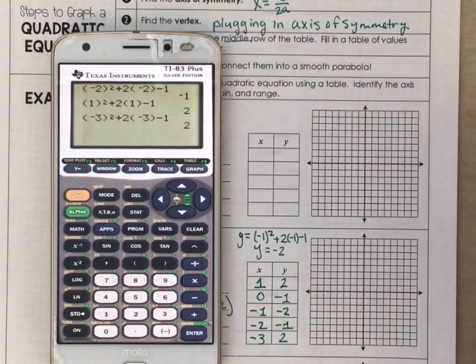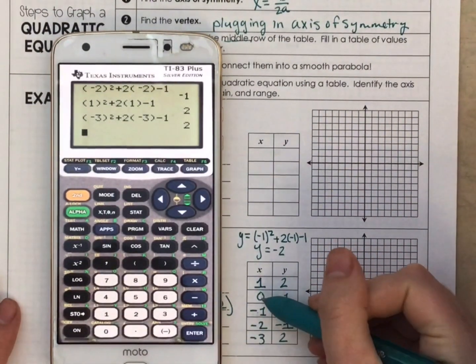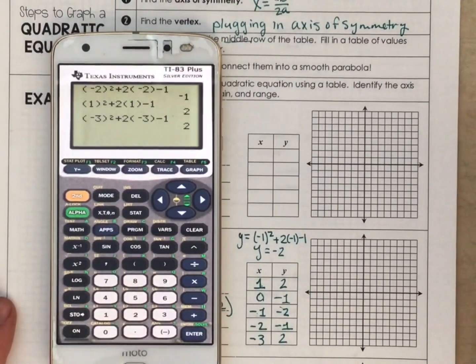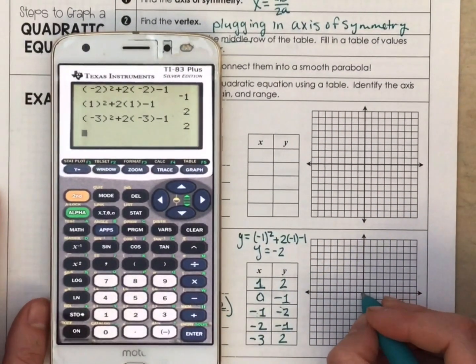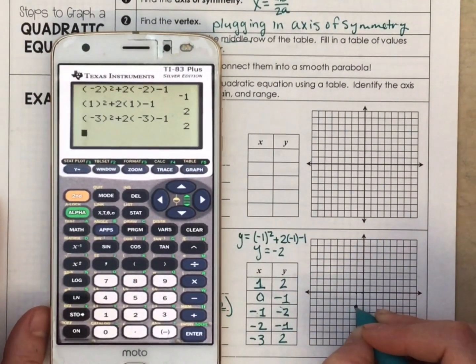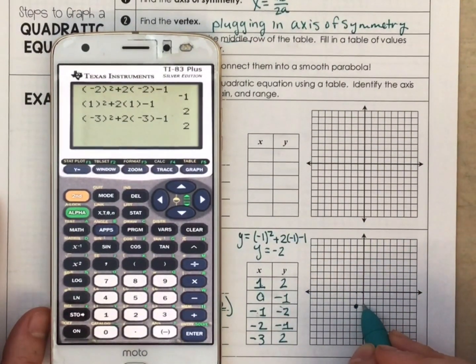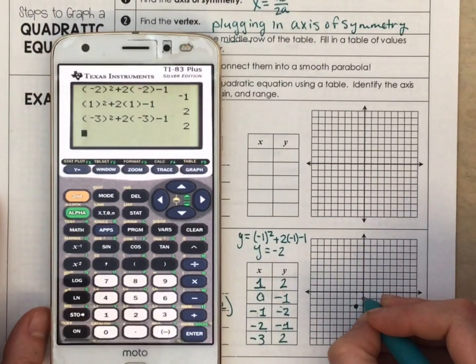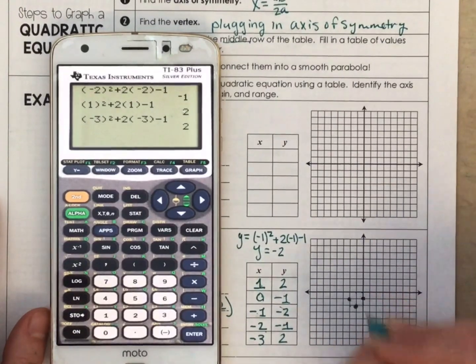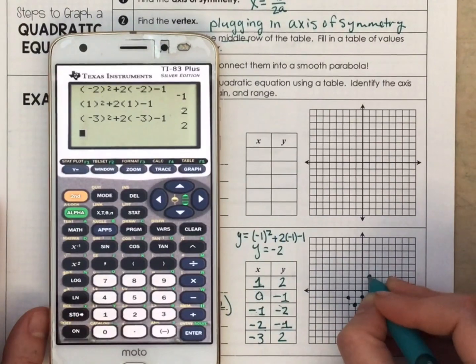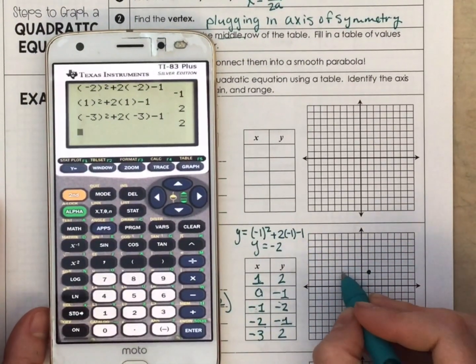So I'll let you in on a trick. This is actually the pattern: once you have your vertex, every point, however far up from that vertex you go, it's the same distance as when you go down that many. So from negative 1, negative 2, 0 is 1 to the right, and negative 2 is 1 to the left. So at 0, we had negative 1, and at negative 2, we had negative 1. And at 1, we had 2, and at negative 3, we also had 2.